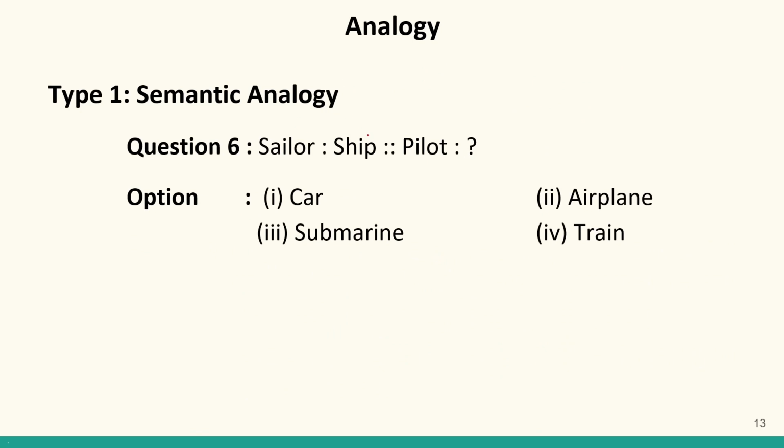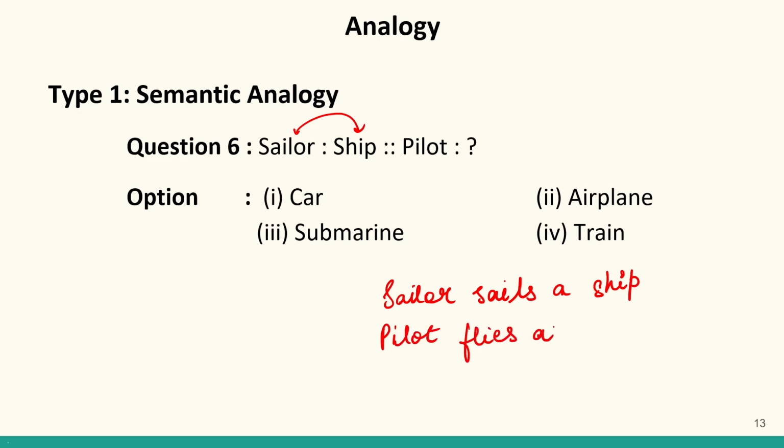Now, sailor is to ship and pilot is to what? The logical relationship between sailor and ship is that a sailor sails a ship. Similarly, a pilot flies an airplane. So our answer will be option number 2, airplane. So in semantic analogy, we basically find the relationship, the logic used in the first pair, and then we use the same logic to identify the missing element in the second pair.